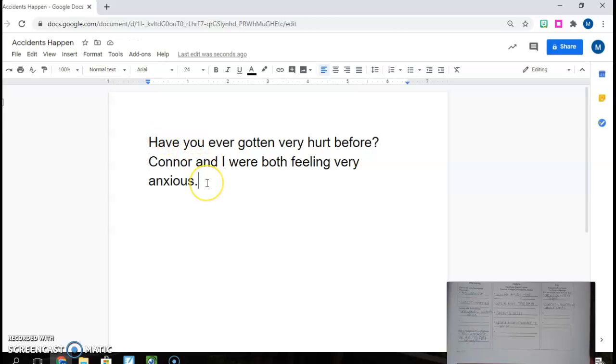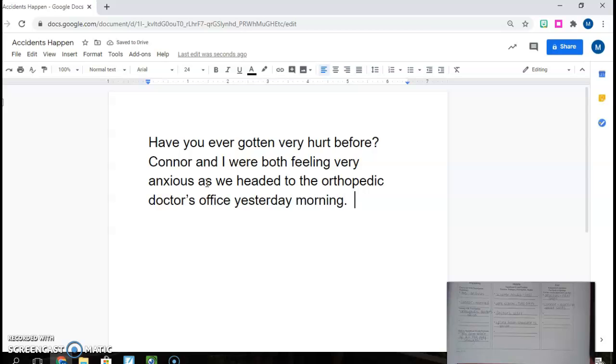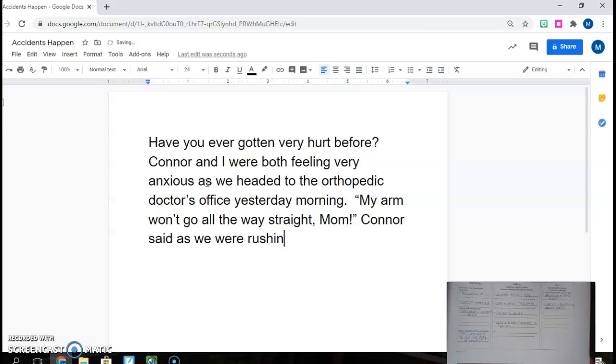Connor and I were both feeling anxious as we headed to the orthopedic doctor's office yesterday morning. So that puts in my characters and how they felt, and it puts in my setting and description, because it tells where we were going and when we were going there. "My arm won't go all the way straight, Mom," Connor said as we were rushing to get to the parking lot.